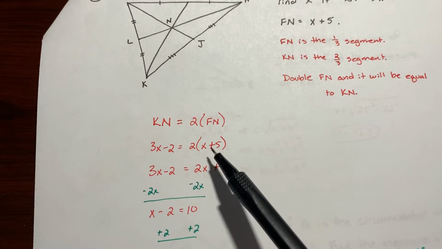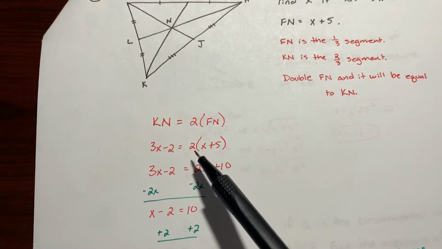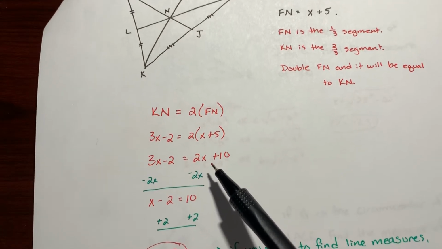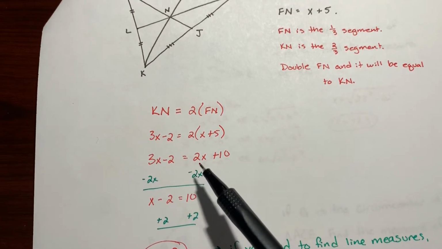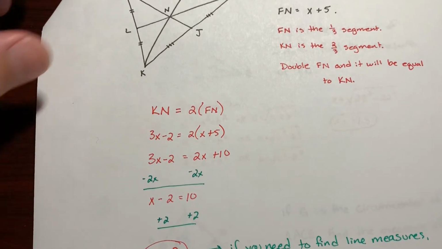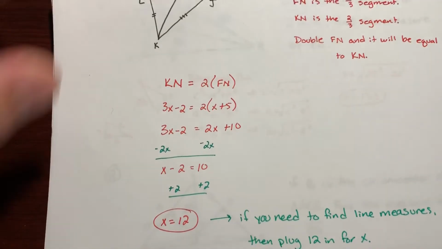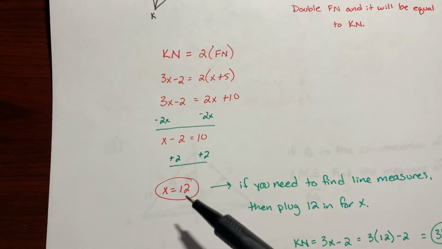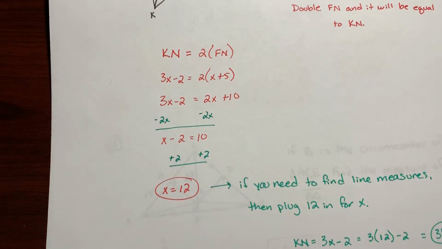So here's the expression for KN. Here is the expression for FN, but I'm going to double it, multiply it by 2. When I distribute that, I get 2x plus 10. Now those two segments are equal to each other. The only reason I'm doing that is so that I can solve for x, so that I can say they are truly equal to each other. So I work that out, solve the equation, and I get x equals 12. That was all I had to find, the value of x.